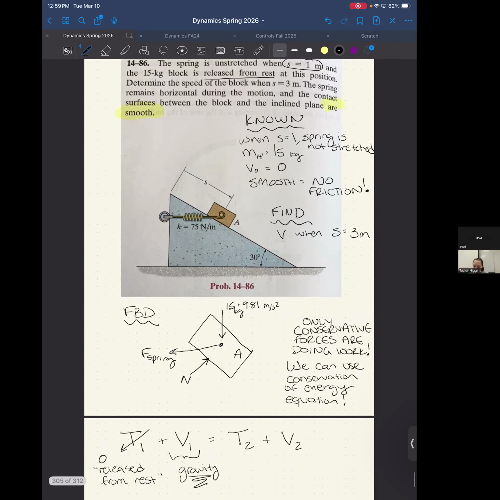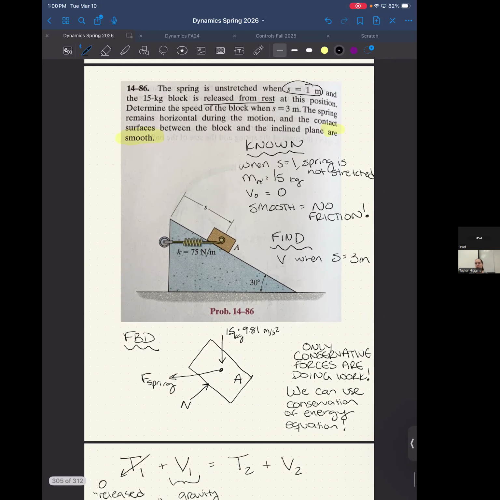So tell me about kinetic energy at point 2, when S is equal to 3. Do we have any kinetic energy? Yeah. Is it due to translation, rotation, or both? Just translation. We're just doing particles today. So we're going to treat this block as a particle.